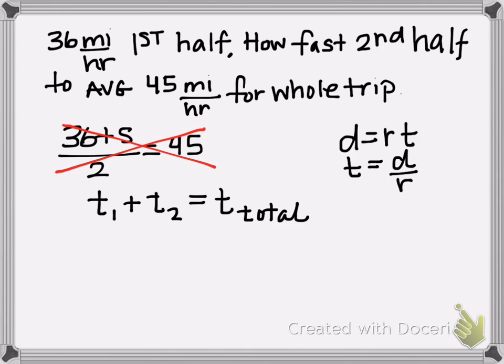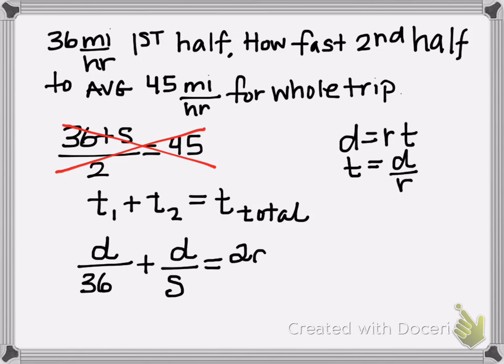Now I'm going to take this distance over the rate, which is d over 36, plus the same distance for the second half over the rate s that we are looking for, and that needs to equal the total time, which is the total distance, 2d, over the rate for the whole trip, the average rate that we're looking for, which is 45 miles per hour. And we want to solve this for s.